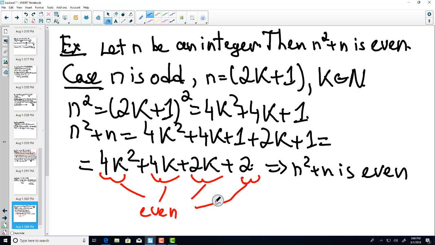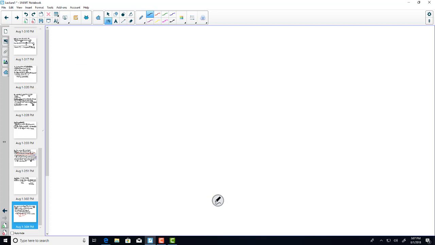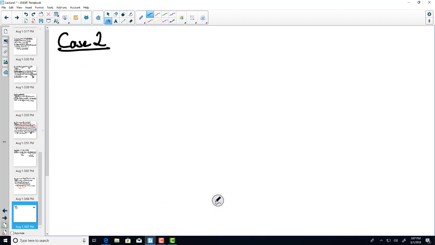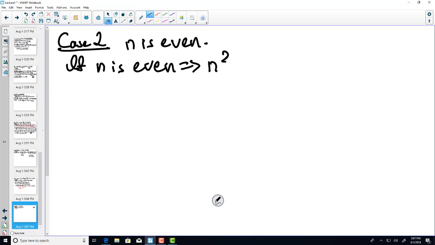So this was case 1. Now let's do case 2. So case 2 is, as you may already guess, n is even. So what we proved previously is, if n is even, then n squared is even.